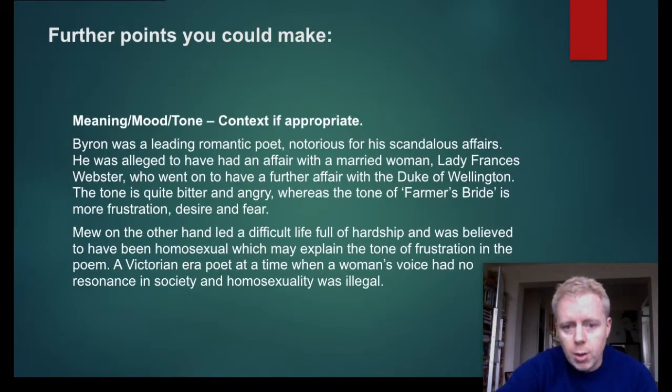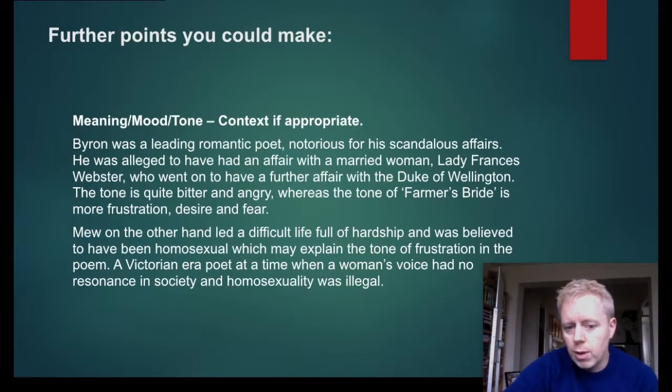Now you can then go and take these and construct your own paragraph yourselves. Byron was a leading romantic poet, notorious for his scandalous affairs. He was alleged to have had an affair with a married woman, Lady Frances Webster, who went on to have a further affair with the Duke of Wellington. The tone is quite bitter and angry, whereas the tone of The Farmer's Bride is more frustration, desire, and fear.